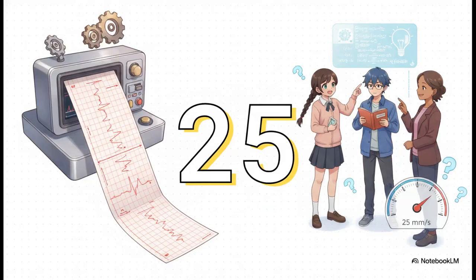And why the number 25? Well, because the standard paper speed for an ECG machine is 25 millimeters per second. This is another massive, high-yield MCQ that examiners absolutely love to test. Think about it. If the paper runs faster or slower, all of your time calculations are going to be completely wrong. So, 25 is your magic standard speed.